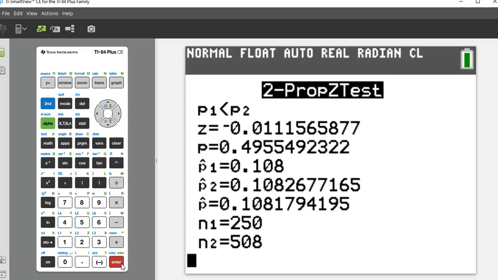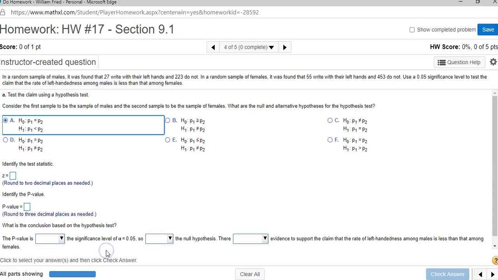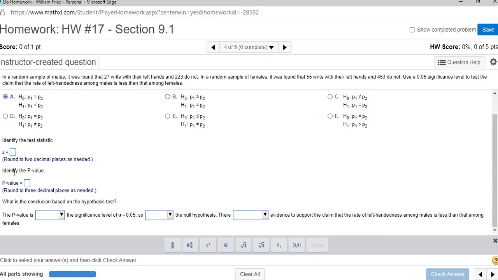Okay, and then when I go to calculate, there's the z-score, the test statistic. The z-score is negative 0.0111. I hope that's enough decimal places for them. And the p-value is 0.4955 to 4 decimal places. How many decimal places do they want in their answer here? 2. Okay, 2 for the test statistic. So the test statistic is a negative 0.01, and the p-value rounded to 3 decimal places looks like 0.496.